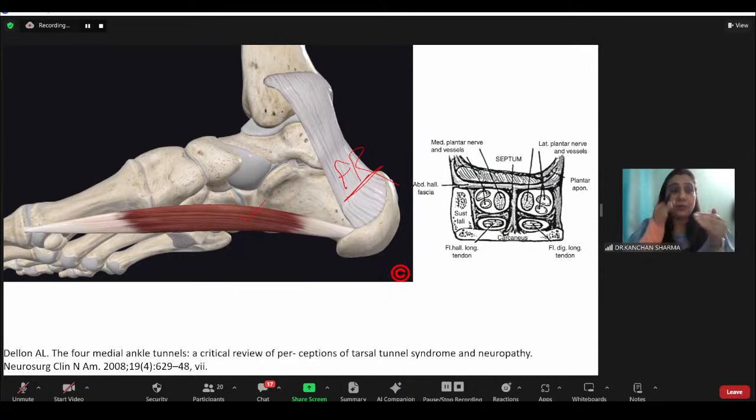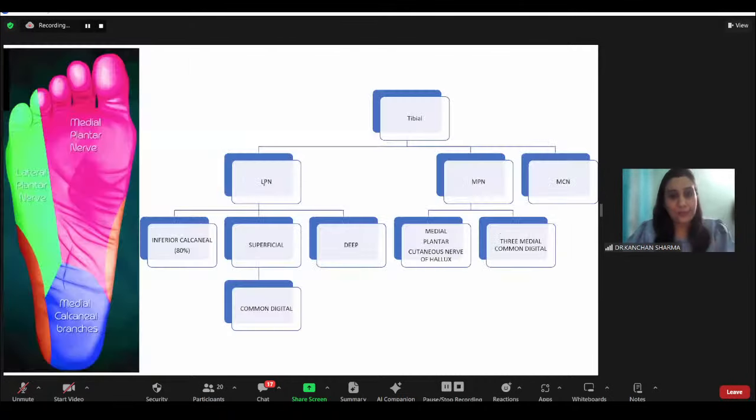In this compartment, you have septations from the fascia of the deeper aspect of the abductor hallucis going up to the calcaneus, which separate this layer into a medial plantar tunnel and a lateral plantar tunnel, through which your nerves, along with your blood vessels and the tendons, pass.